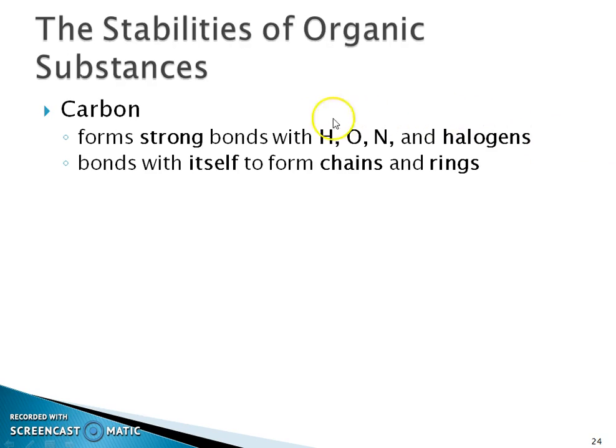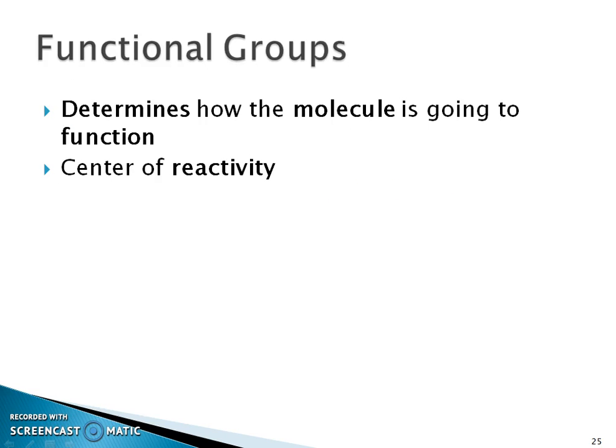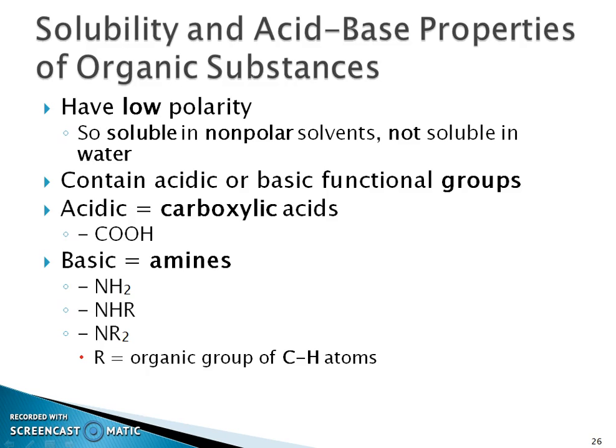Carbon will form strong bonds definitely with hydrogen, as well as oxygen, nitrogen, and halogens, which is group 17 on your periodic table. Carbon is real strong where it bonds with itself in long chains as well as in rings. There's going to be functional groups, and these functional groups are going to determine how reactive a molecule is. So solubility and acid-base properties.